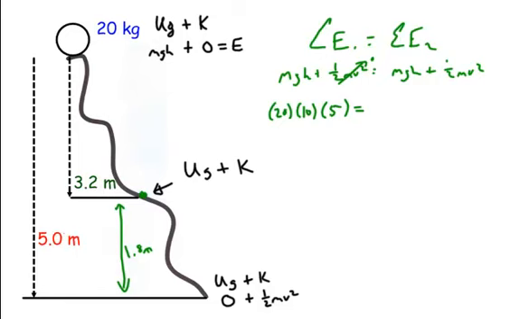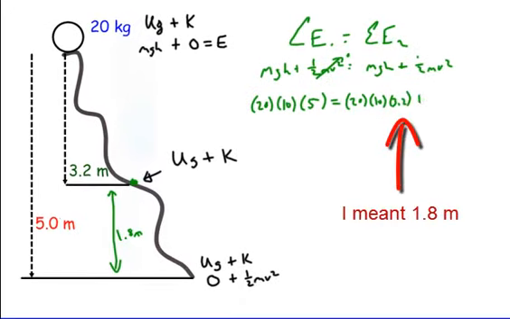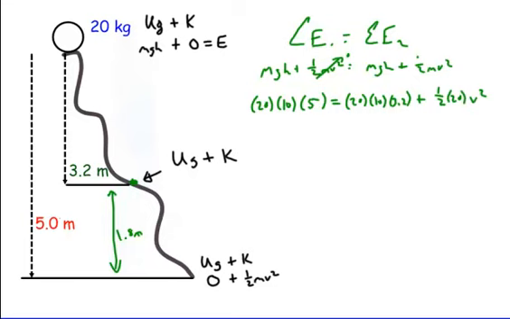Now let's go to scenario 2. Right at this point, my mass is 20, my gravity is 10, my height is 3.2, plus 1/2, and my mass is 20, and I don't know my velocity. That's what I'm going to try to find. Of course, 5 times 10 is 50, and 50 times 20 is 1,000. I have 1,000 joules that I started with. My total energy at the beginning was 1,000 joules.